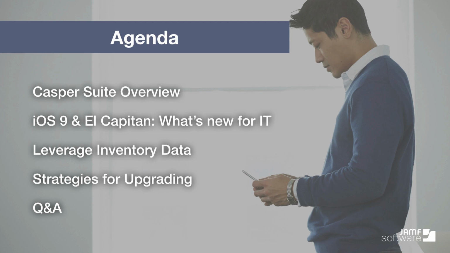Then we're going to talk about what's new in iOS 9 and 10.11 El Capitan, and specifically focusing on what's new for IT. Then we're going to look at how you upgrade these operating systems. And we're going to focus on how to leverage the inventory data that you have to prepare, and then look at the strategies for upgrading both of these operating systems. And again, we'll do some Q&A at the end here.